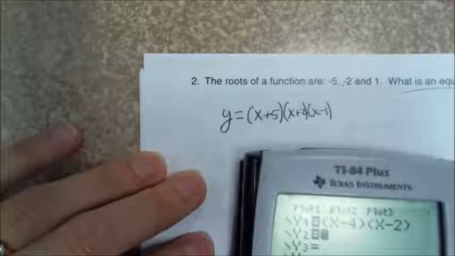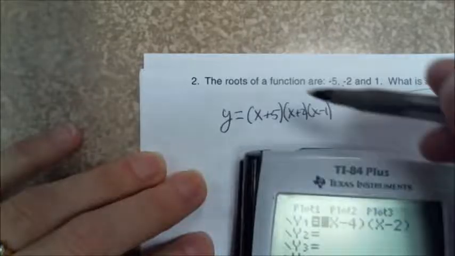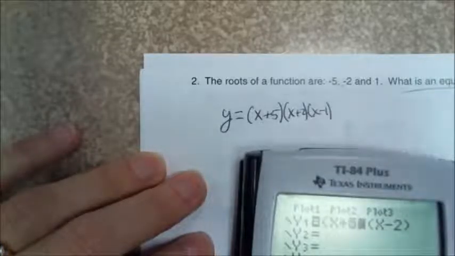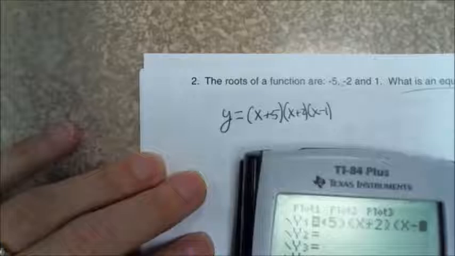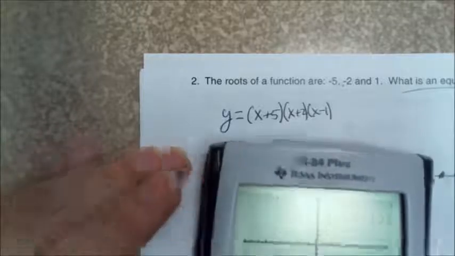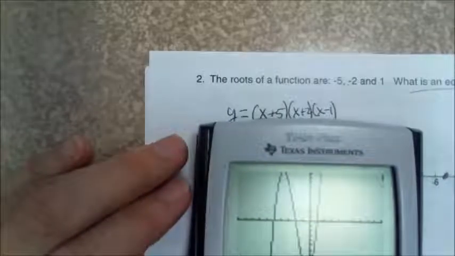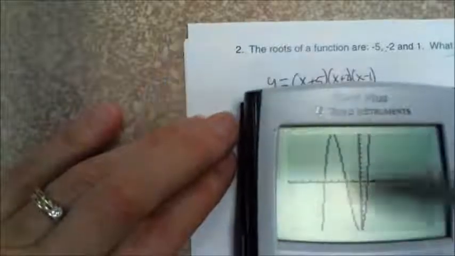So what do we have? I'm going to get this y2 out of here. So we got x plus 5, and we've got x plus 2, and then we got x minus 1. Graph. See where it goes. Oh, it looks like the letter N. Up, down, up.